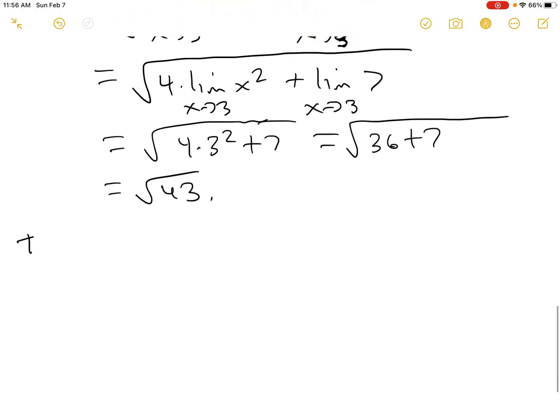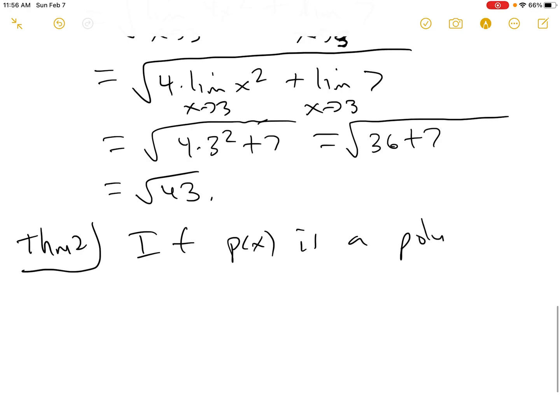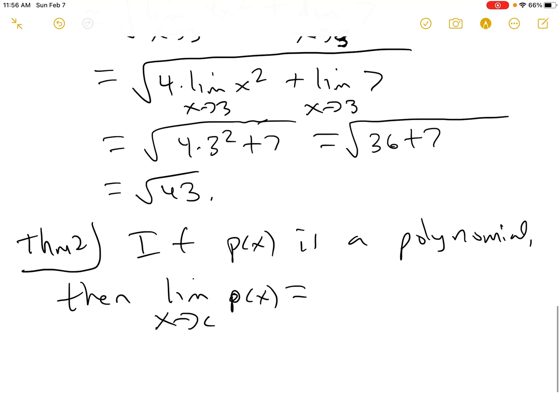Okay, here's the next theorem. We'll call this theorem 2. If p of x is a polynomial, then the limit as x approaches c of p of x is just p of c. Just evaluate.